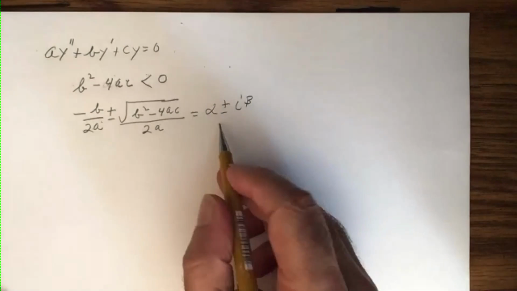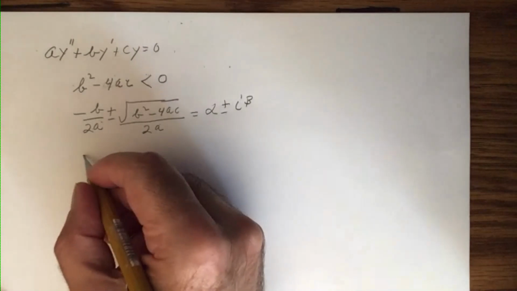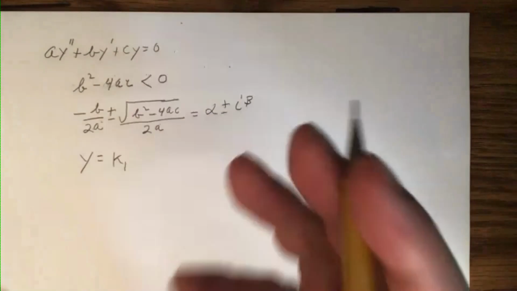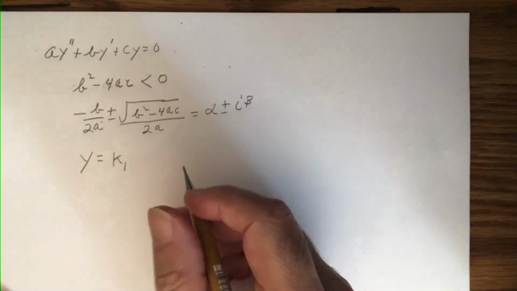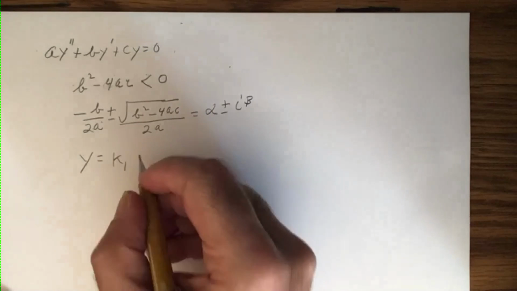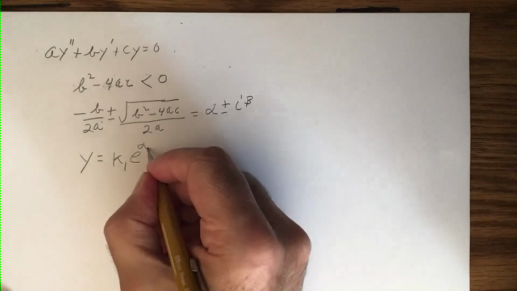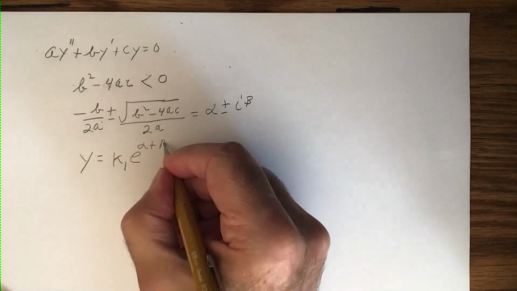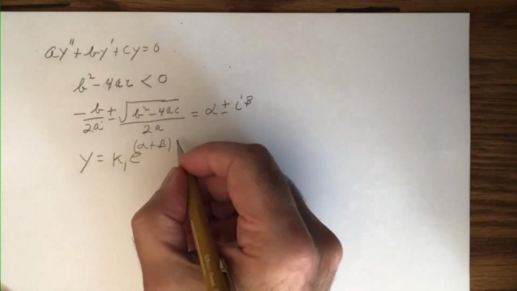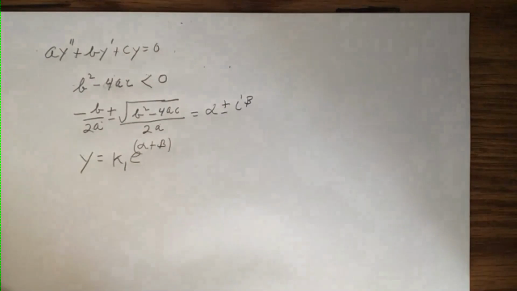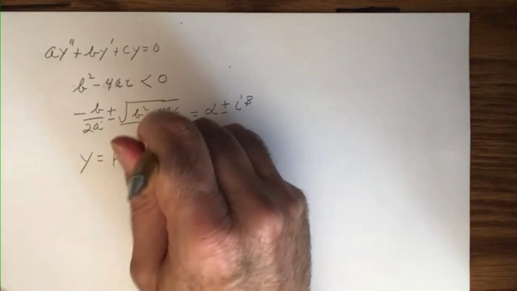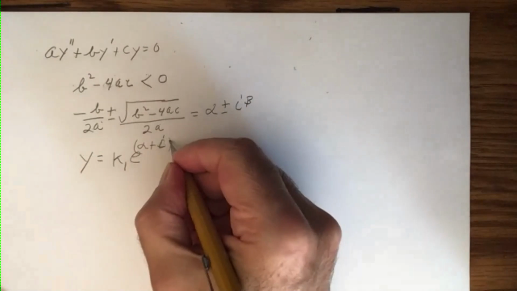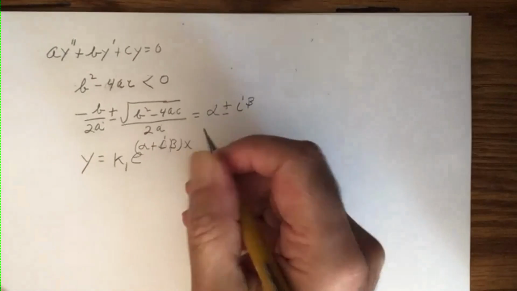So that means that, just like what we had before, y is equal to some constant k1. Now, I'm just using k for a reason. Hopefully you'll see. Some constant k1, e to the alpha plus beta, I left out the I, plus I beta x.